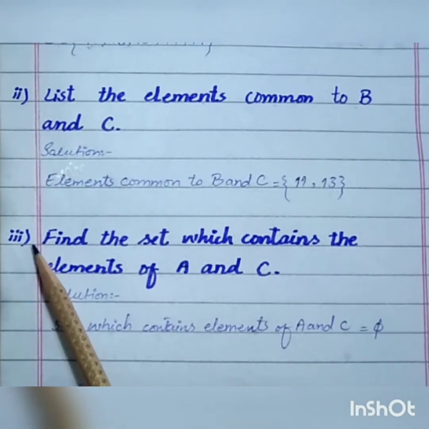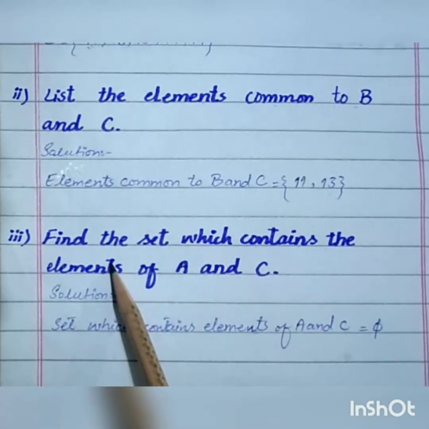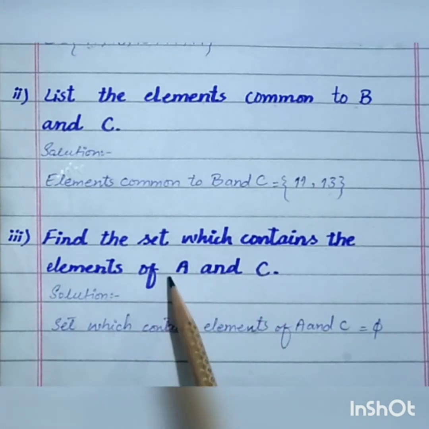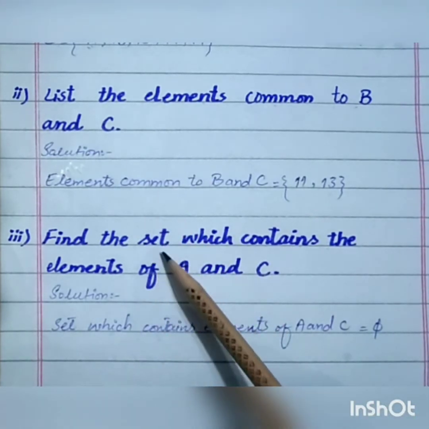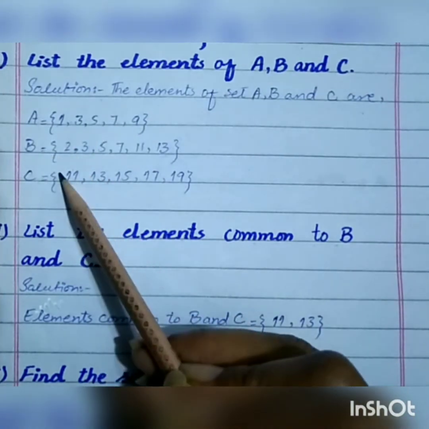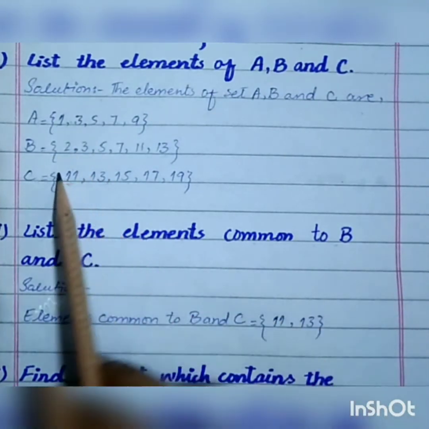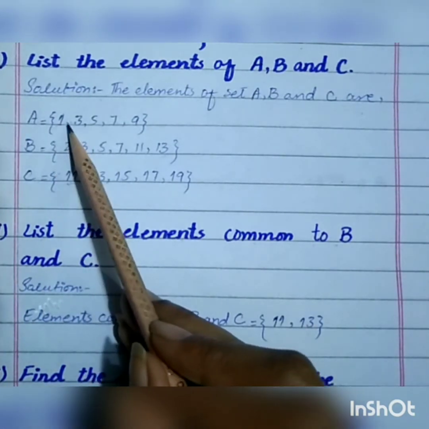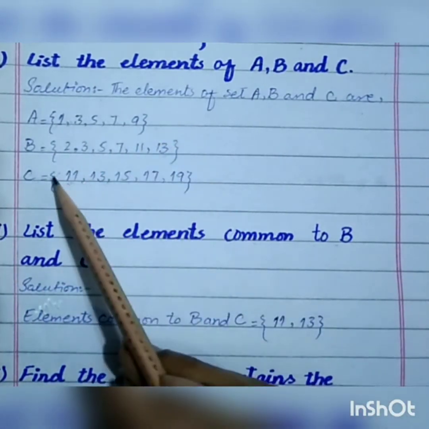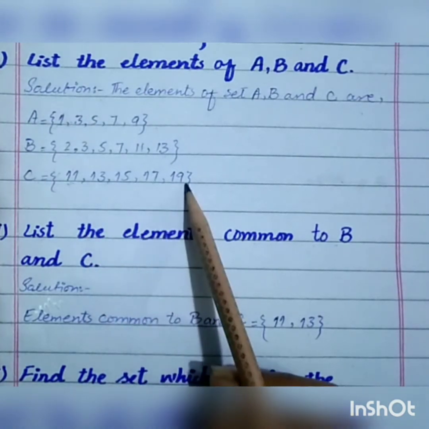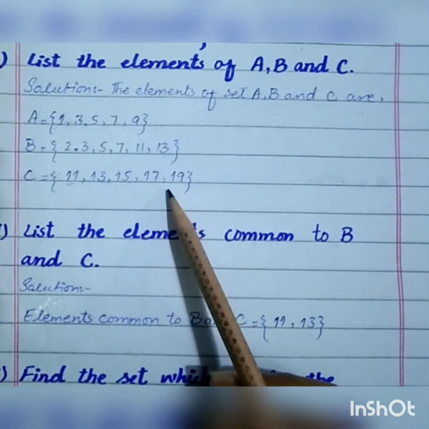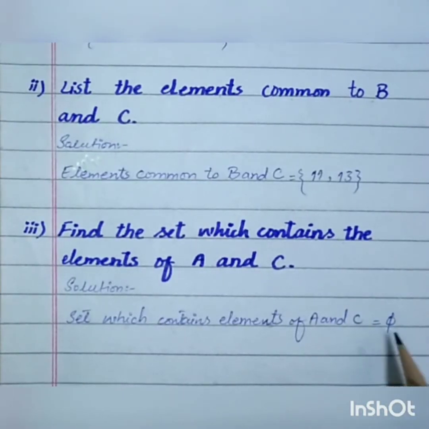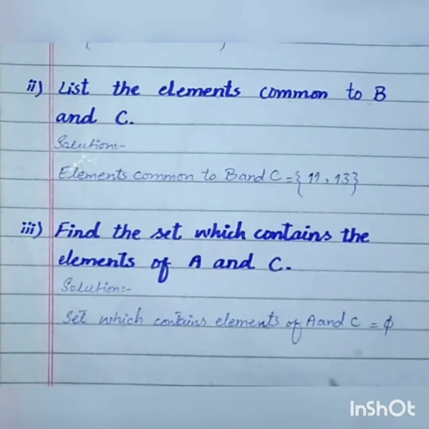Part number 3 is find the set which contains the elements common to A and C. So we can see that in both of the sets A and C, there is no common element. In set A, the elements are 1, 3, 5, 7 and 9. In set C, the elements are 11, 13, 15, 17 and 19. There is no common element. So we will write the empty set because there is no element which is present in both sets A and C. Let's move towards question number 5, which is express the following in tabular form.